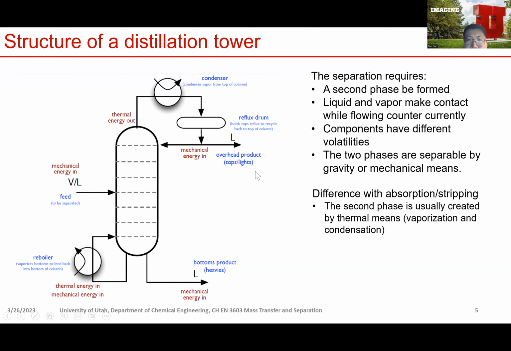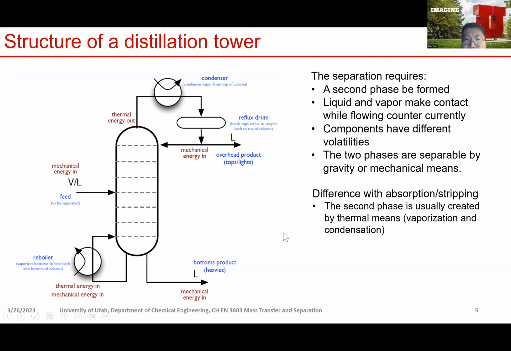And here, the components need to have different volatilities. So the more volatile component will prefer to stay in the vapor phase. So it will leave the liquid phase, enter the vapor phase, then go up until it gets condensed and leaves the process. And the less volatile component will prefer to stay in the liquid phase, right? And flows all the way to the bottom and then leaves the process as a bottom product.